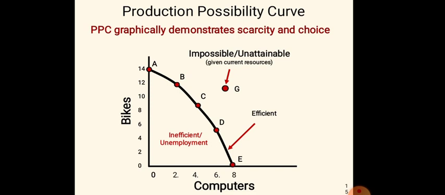Similarly, any point lying inside a PPC shows inefficient use or underutilization of resources. All the points lying on our PPC or any other PPC show efficient as well as fuller utilization of resources. If a point lies on a PPC, it implies fuller as well as efficient utilization of resources.